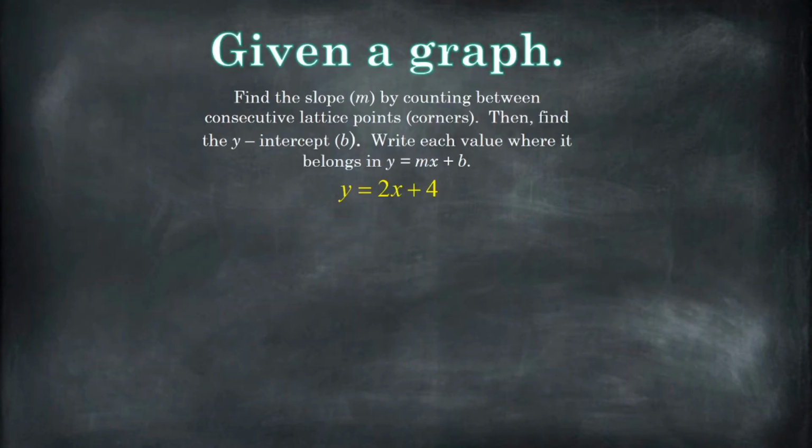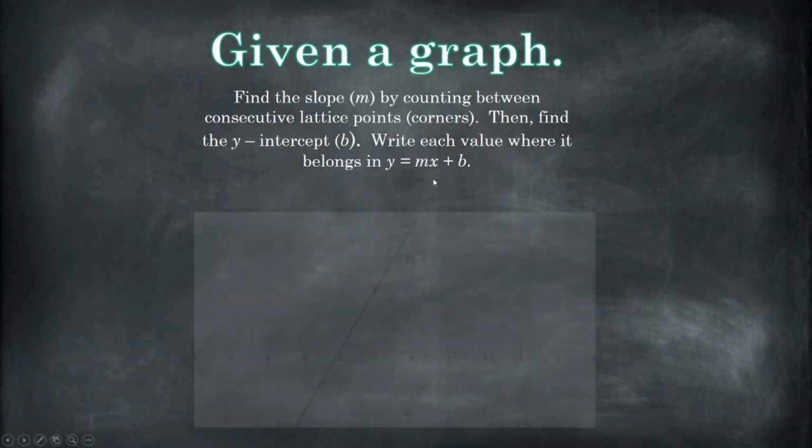So let's say they give you a graph. What you've got to do is find the slope, and the way you do that is you just count. You find where the graph crosses at 2 lattice points. Make sure you've got the sign right. If it's going up from left to right, it's positive. If it's going down from left to right, it's negative. And then you find the y-intercept just by looking. And then that's it. You just write those values in where they belong for the m and the b, and you're done. So let's do an example.